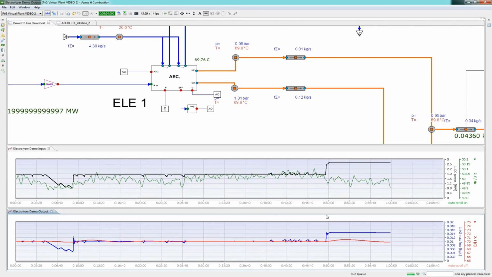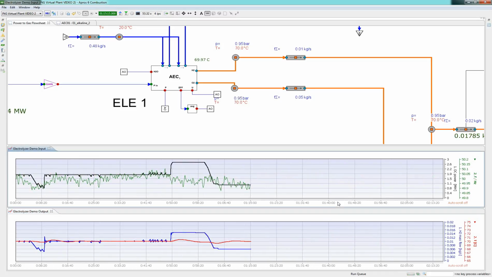Looking at the lower chart, we see that the hydrogen mass flow, the blue line, reacts fast to power input changes. On the other hand, the temperature reacts less aggressively. This is due to the thermal mass, i.e. metal and liquid of the electrolyzer, as well as the temperature control that strives to keep the temperature at 70 degrees centigrade.